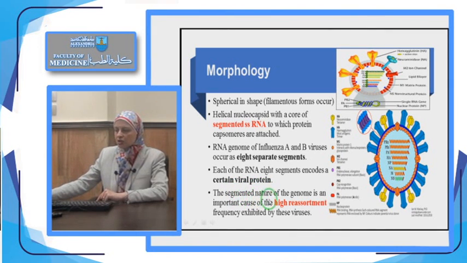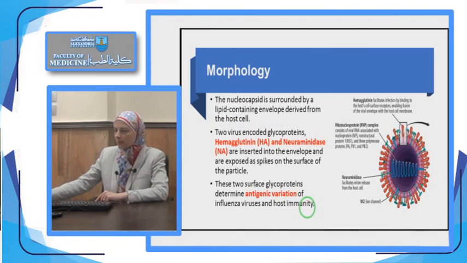The segmented nature of the genome is important because of the high reassortment that is exhibited between viruses. What is reassortment? It is the exchange. When 2 influenza viruses infect the cell at the same time, there can be an exchange of segments. So when virus A and virus B infect the cell, a completely different virus C can exit the cell, which has a combination of segments from virus A and virus B.